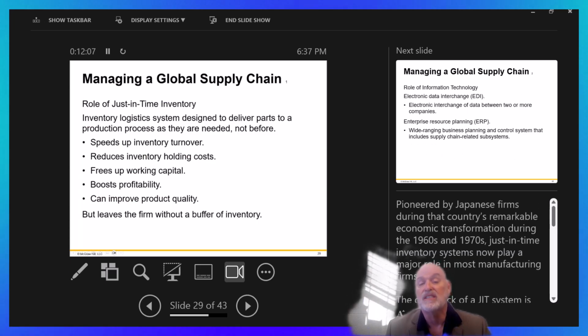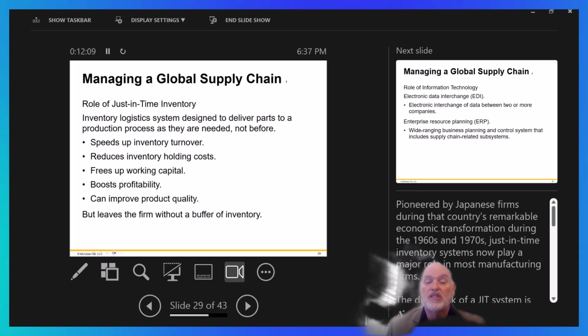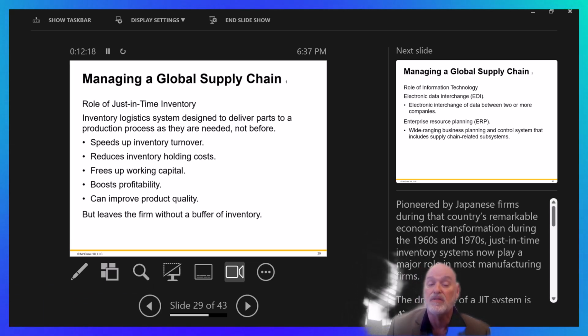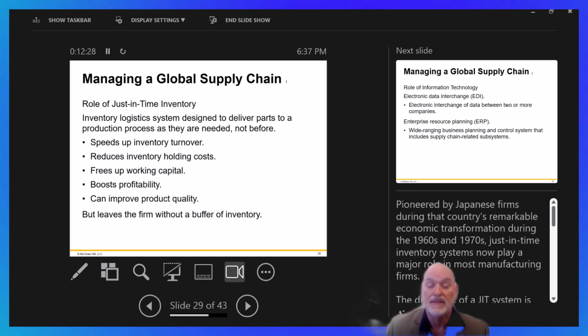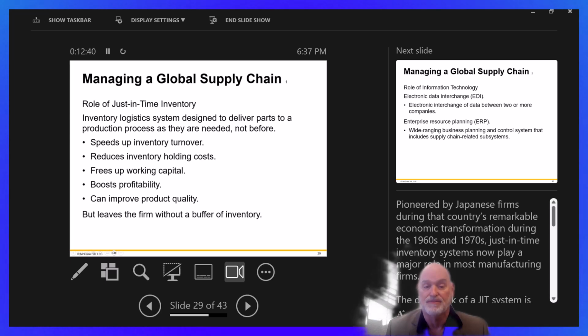The role of just-in-time inventory. Inventory logistics systems designed to deliver parts to a production process as they are needed and not before. It speeds up inventory turnover, reduces inventory holding costs, frees up working capital, boosts profitability, and can also improve product quality. But the bad part is that it leaves the firm without a buffer of inventory. So if there's any kind of supply chain disruption, this could severely hamper a company's productivity and production.